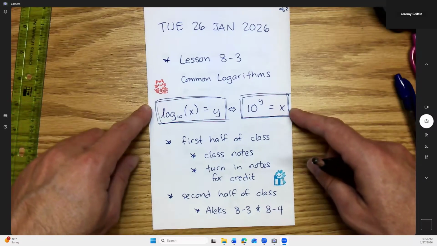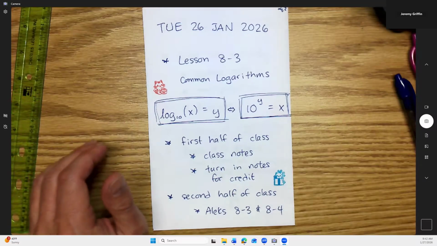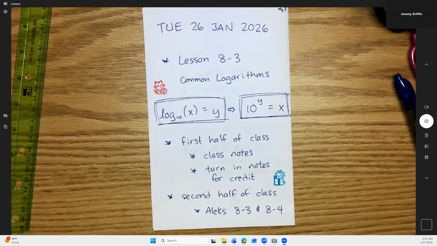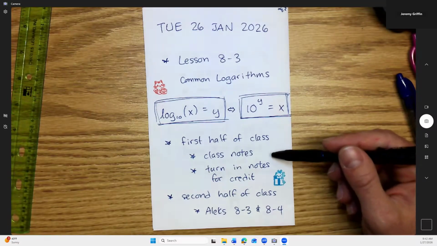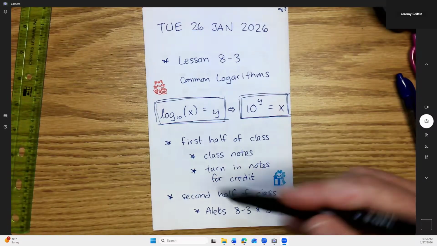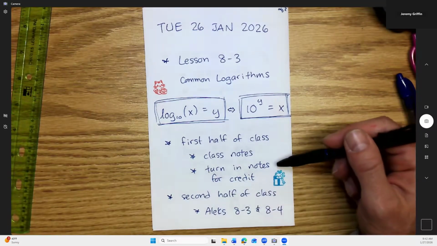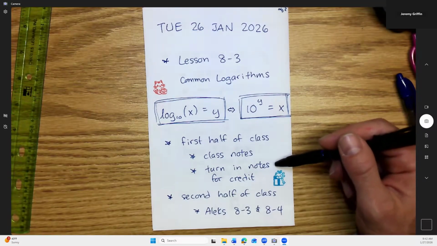I did that also for 8.4. So if you want to see lots and lots of examples. But I'm just going to do some examples with you guys for about half the class. Everybody has paper, right? So guys, if you take a note, put your name on it, and then turn it in. And I'll give you guys points for that.